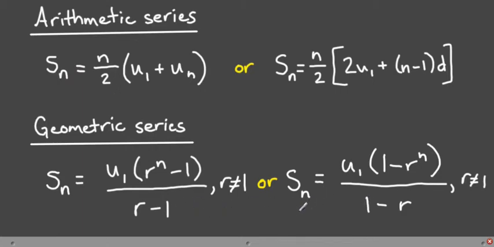These are really the same thing. They are exactly the same thing. There's only a factor of -1 difference in the numerator and the denominator. So they're really actually the exact same formula. This one is slightly easier to use if r is bigger than 1, because then you get a positive number in the denominator. And this one is easier to use if r is less than 1, because you get a positive number in the denominator. Okay, those are the two types of series we've had.